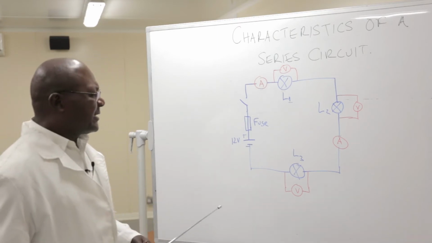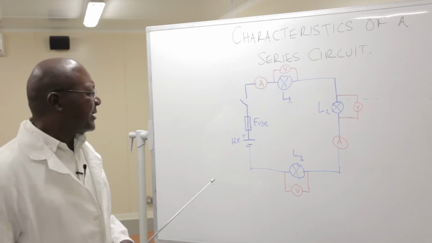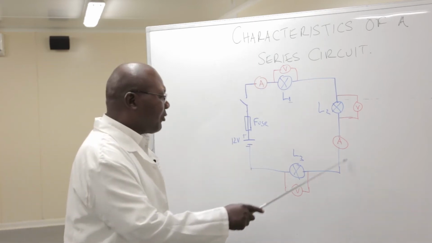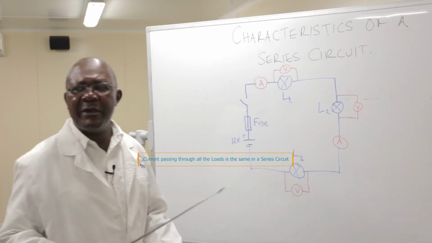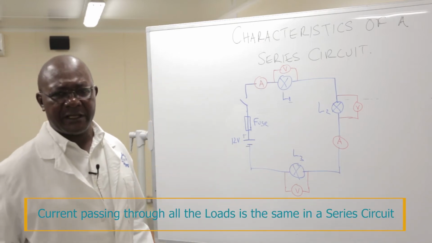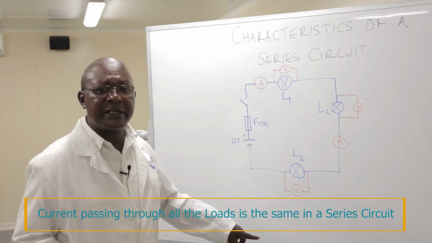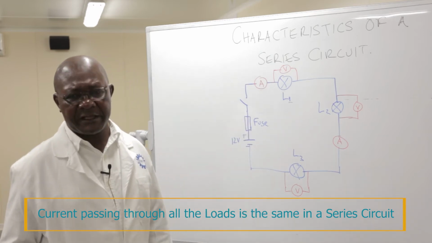Now, what are the characteristics of a series circuit? You might find that the current passing through all the loads is the same in a series circuit. It means the current from the source through the loads back to the source will remain the same.